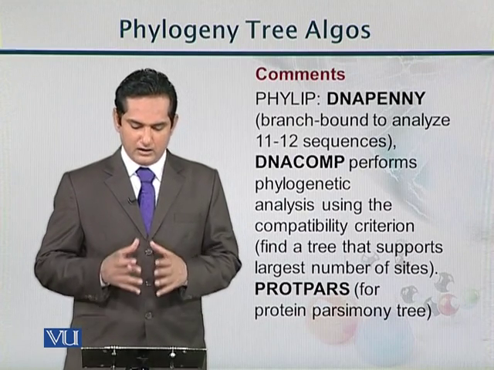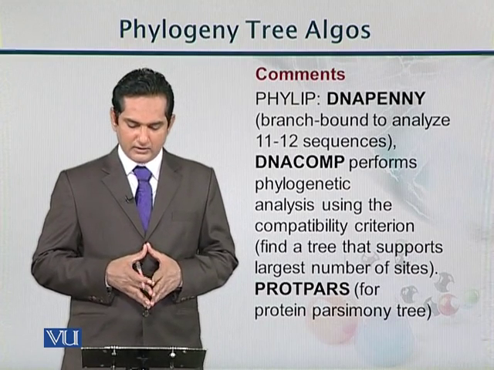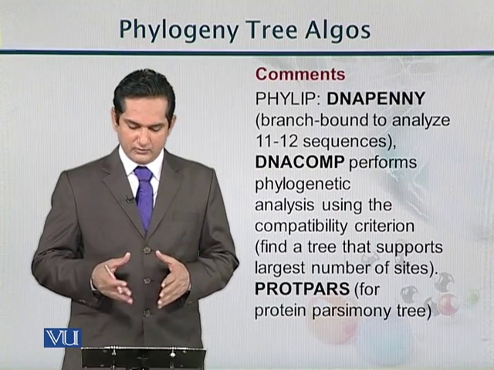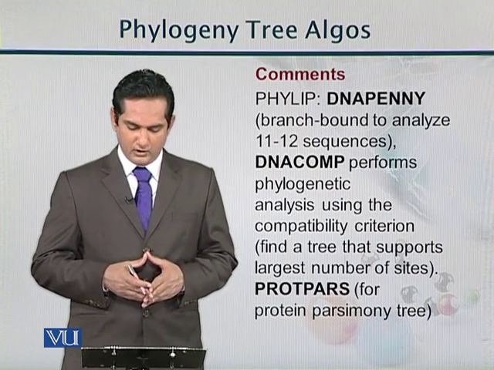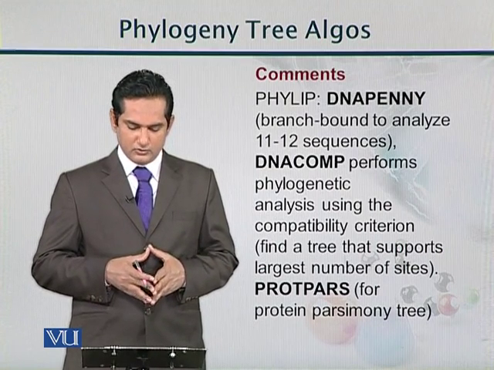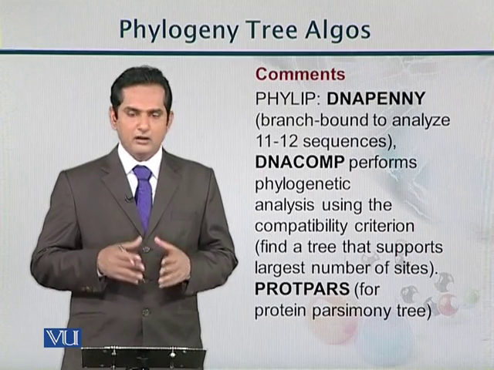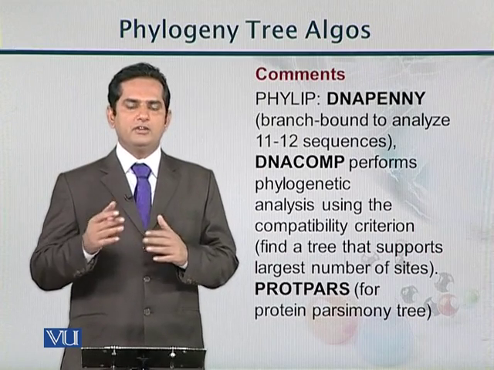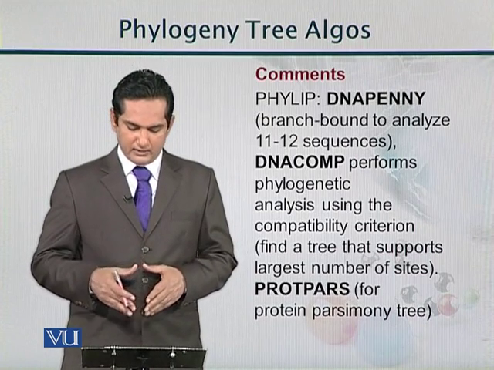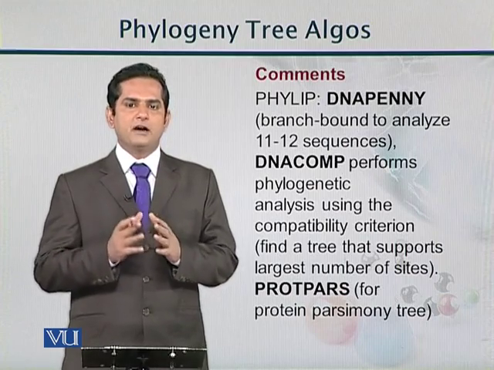We have different software available, such as Phylip, which is very good when we have only 11 to 12 sequences. Then we have DNA compatibility, which performs phylogenetic analysis using compatibility criteria. Compatibility criteria means that it will produce a tree which can handle a very large number of sequences. And then we have protein parsimony, which is used for building parsimony trees from protein sequences.